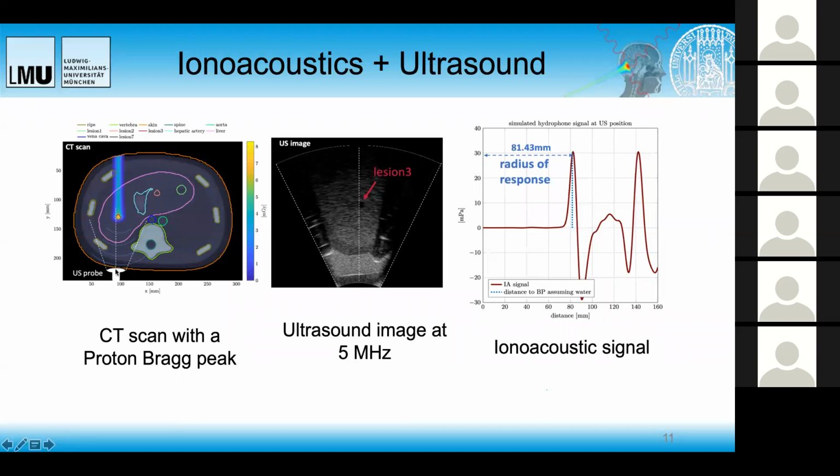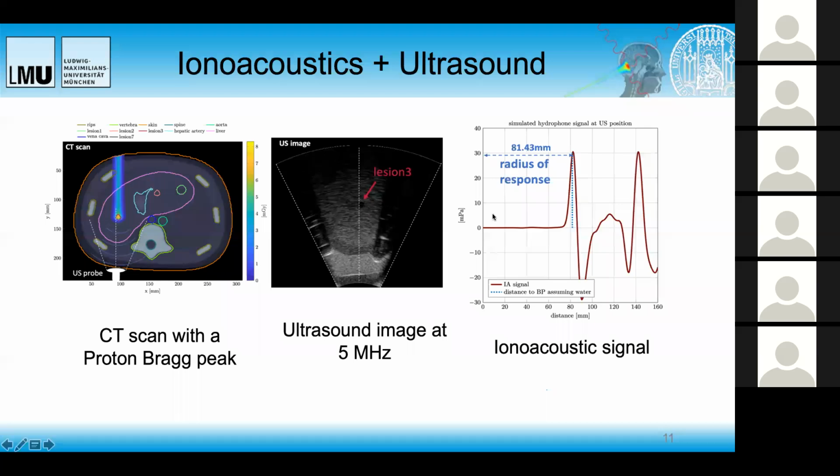And if we place proper acoustic sensing equipment here distal to the beam, then we could measure the acoustic wave. And in addition, we could also measure with the ultrasound probe the anatomy of our patient. And this is basically here the image in the middle, which is the ultrasound image, where we see the lesion 3.